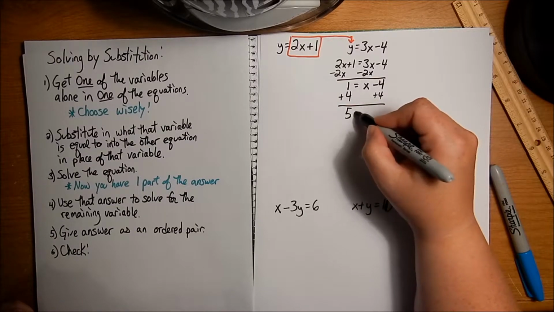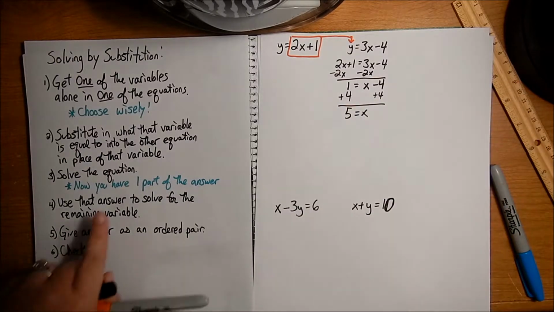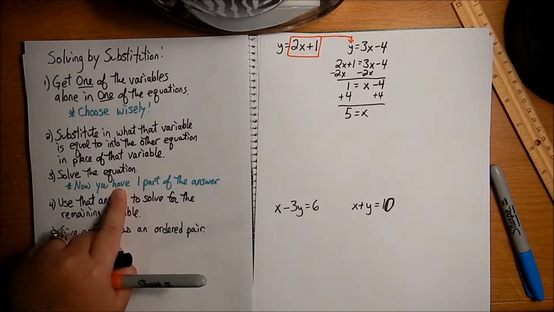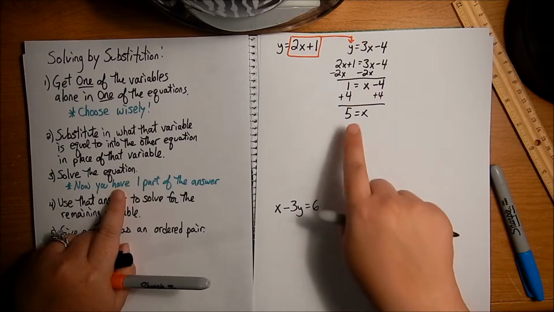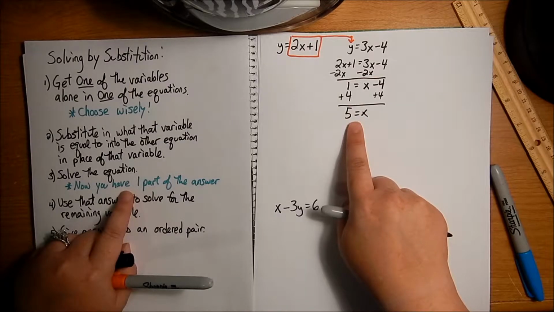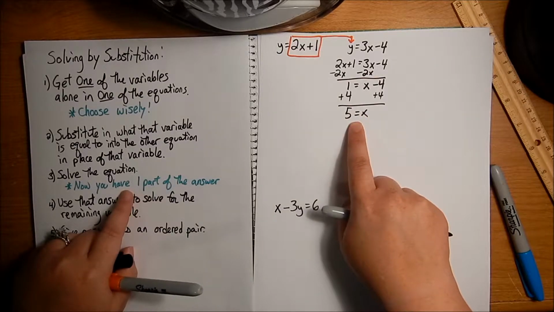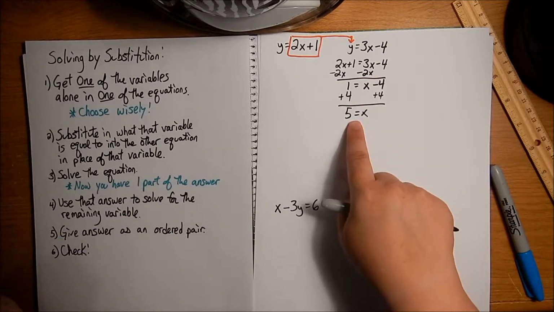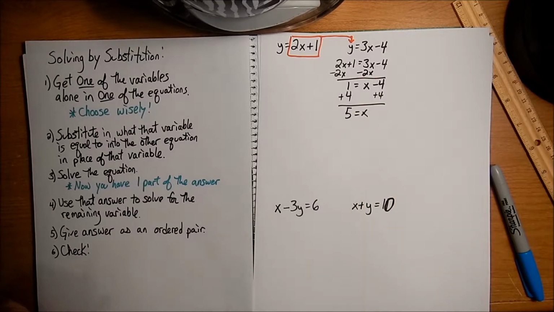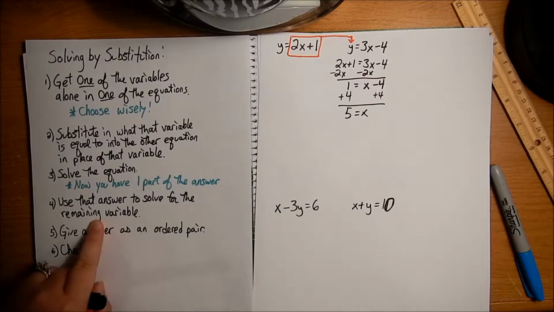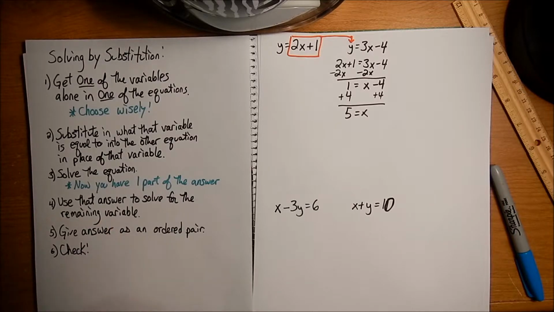So 5 is equal to x. So I've actually just done step 3. I solved the equation, and now I have one part of my answer. I know what the x is. Remember, my solution will always be an x and a y. I just got to figure out what the y is. So if you look at part 4, use that answer to solve for the remaining variable.